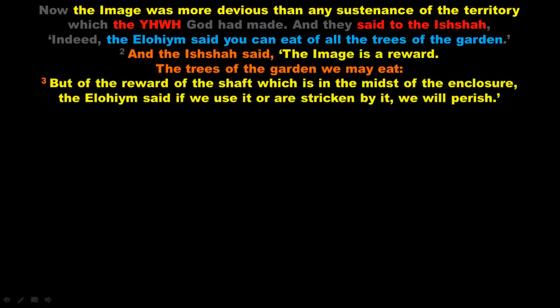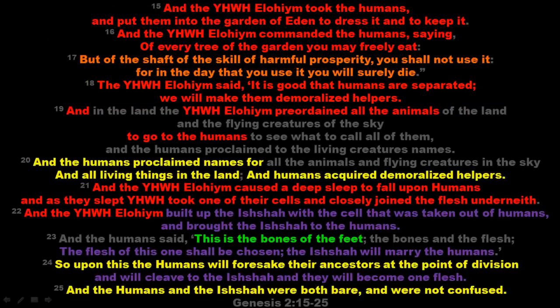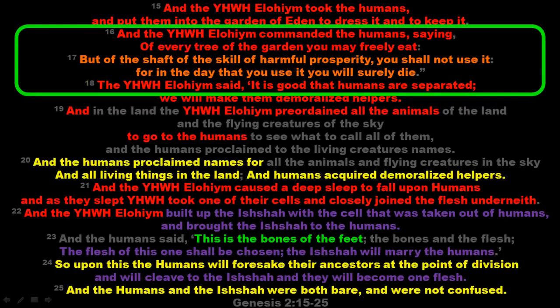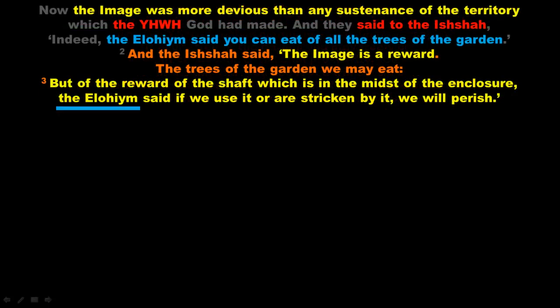So Genesis 3 verses 2 and 3 say, and the Isha said, the image is a reward. The trees of the garden we may eat, but of the reward of the shaft, which is in the midst of the enclosure, the Elohim said, if we use it or are stricken by it, we will perish. So notice Genesis 3 says it was the Elohim who told them not to use the shaft, not Yahweh. So in Genesis 2 it says Yahweh commanded that they do not use the shaft in the midst of the enclosure. But in Genesis 3 it says the Elohim told them they cannot use the shaft.